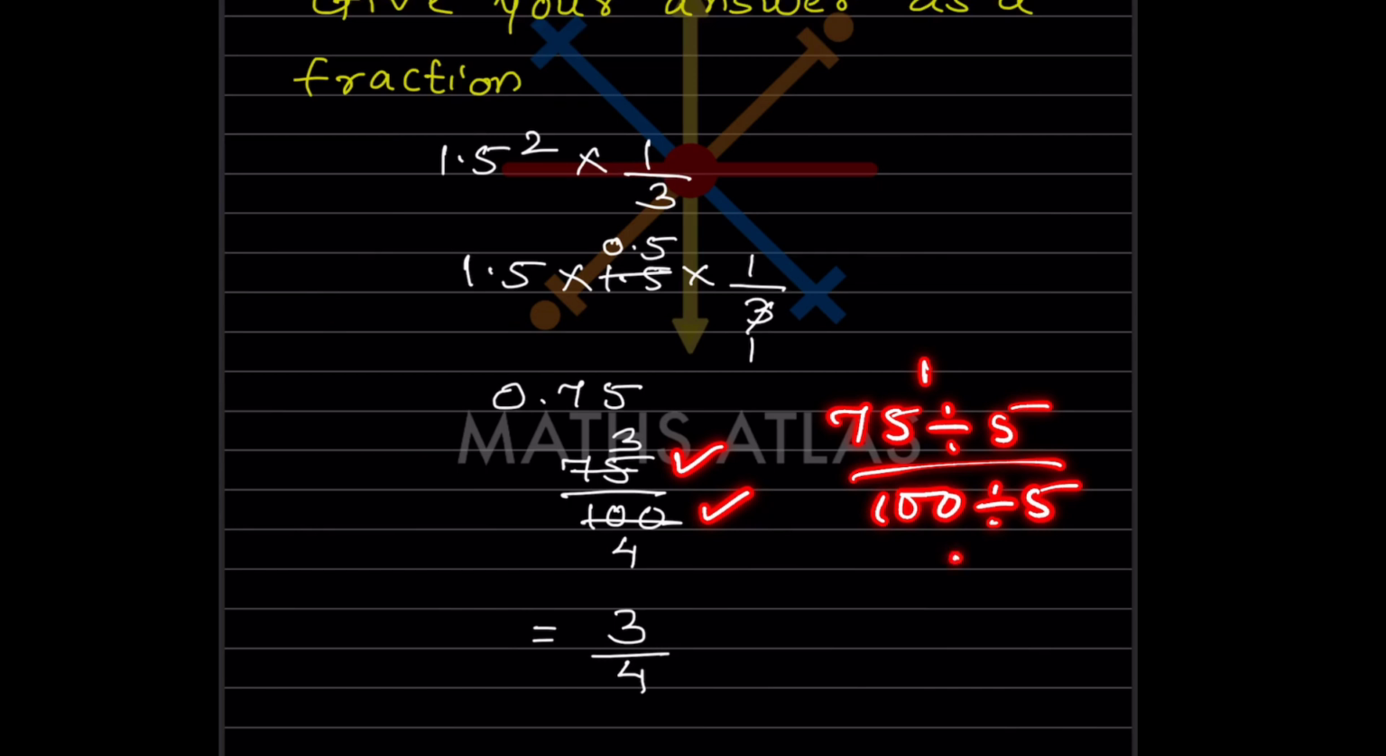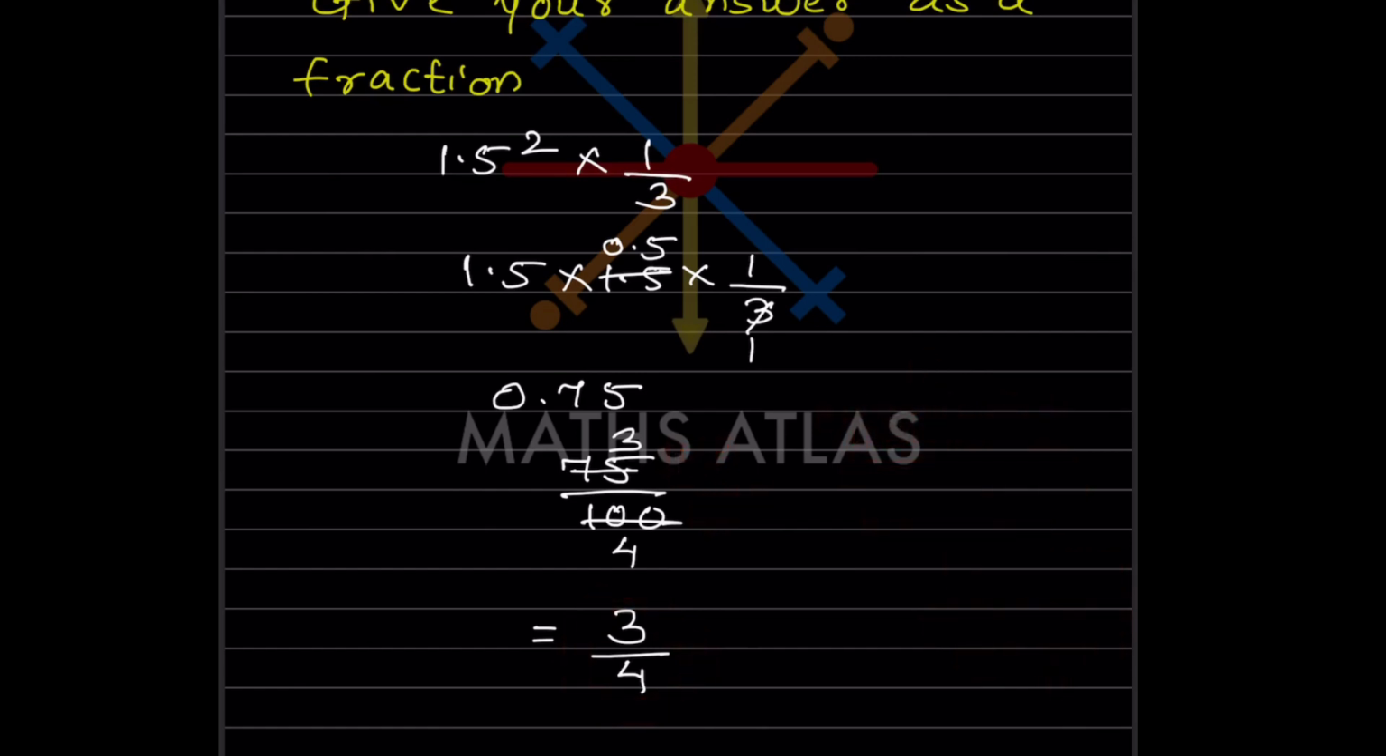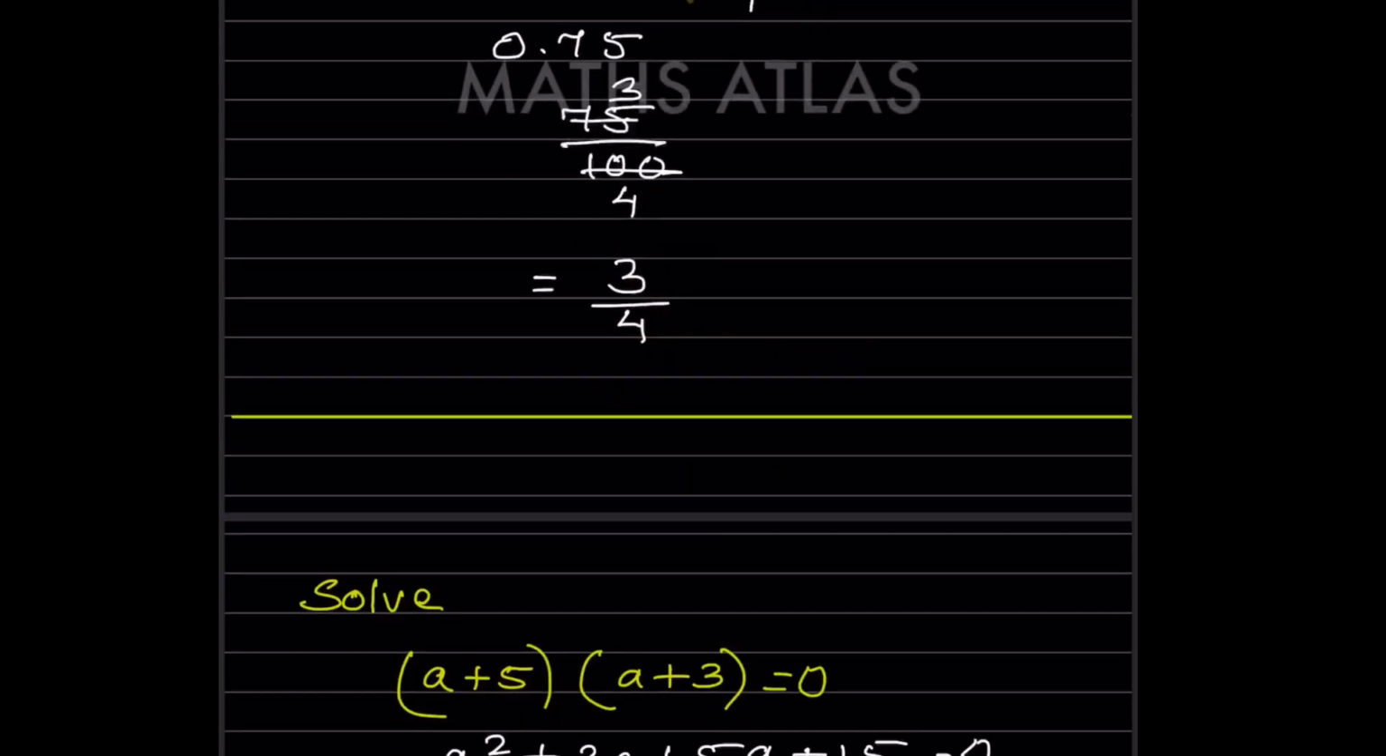So that will be 15/20. Again this will go with 5. So that is going to be 3/4, because 5 threes are 15 and 5 fours are 20. You can do it either way. Now they want the answer in fractions, so 3/4 is the answer.